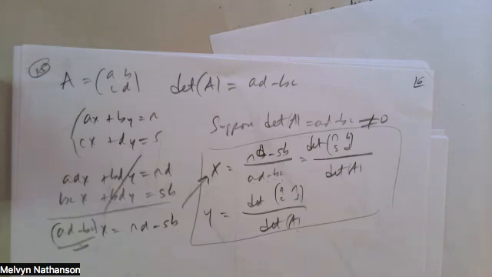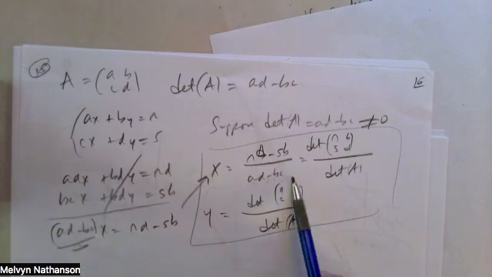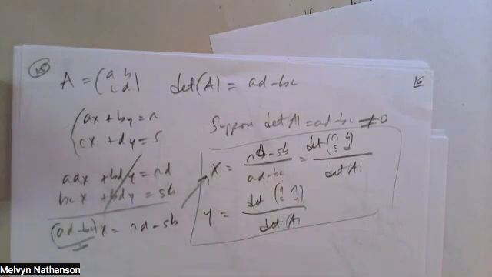Yes, because actually I proved that if the determinant of A is different from 0, these equations have this unique solution. So that's A and B together.